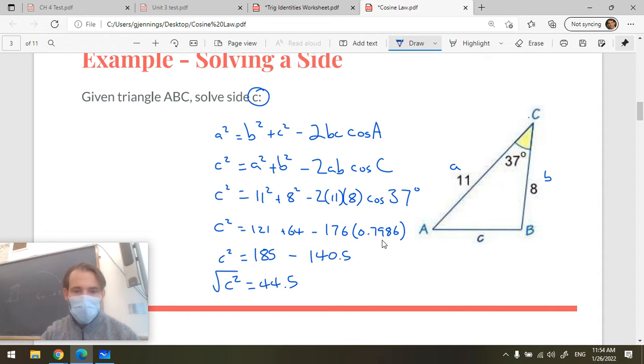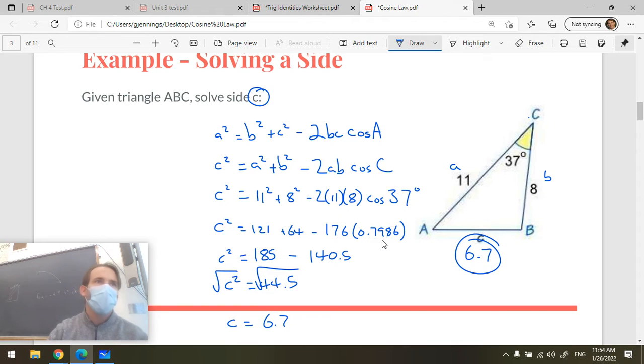Okay, now take the square root of both sides. So square root of 44, I know that's longer than 6, but shorter than 7. It's going to be right in the middle. I think it's about 6.5. So anyway, I'm just going to use 44.5. I'm going to take the square root of that. It tells me 6.67. Okay, so that really makes sense. This is 6.7 long. Okay, C is equal to 6.7. Doesn't that look like it could be 6.7? But it certainly could not be 44. Okay, so you want to be the person that checks your work and just looks at it and says, does that look reasonable? That looks reasonable.